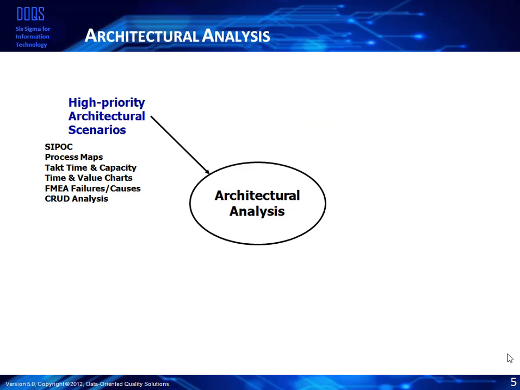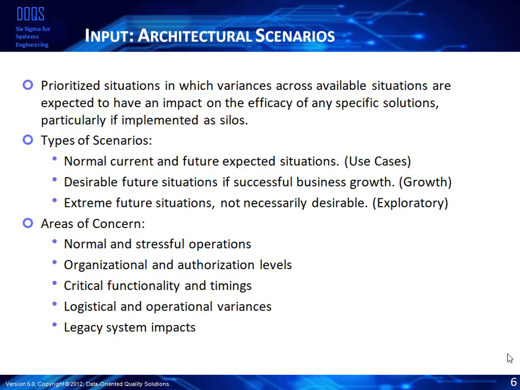We look at some high priority architectural scenarios, those situations where we're really going to put our system to the test in operations. We make sure the architecture that we design is going to be able to handle that as we go through. So we prioritize various situations, but the types of things we're looking for are use cases in the user design that show us the normal and future expected situations the system will be used in, maybe some desirable future situations in terms of business growth. Or extreme future situations that aren't necessarily desirable, we want to make sure they're going to work.